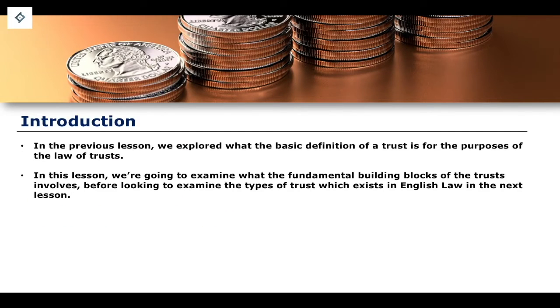So the fundamental building blocks of the trust is what we are looking at in this lesson. Examining the types of trust that exist in English law will be the next lesson. So talking about the distinction between an express trust, for example, and the types of implied trust that exist, the concept of a secret trust, discretionary trust, etc. All of that will be the next lesson.